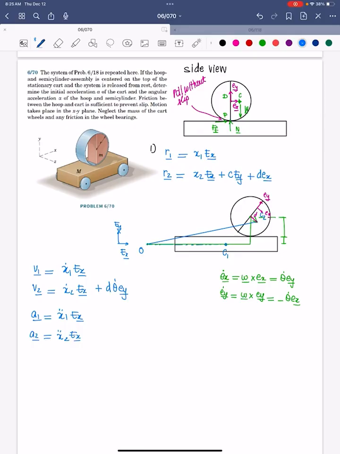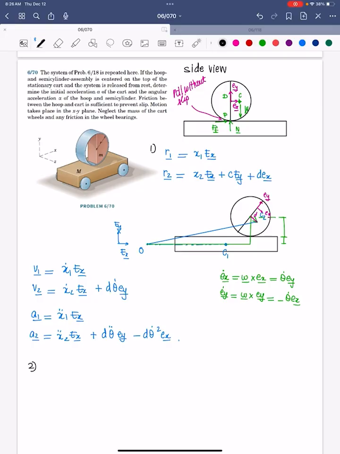Here we're going to have to use the product rule because theta and EY both depend on time. So that's D theta double dot EY minus D theta dot squared EX. Very well, that was our first step.